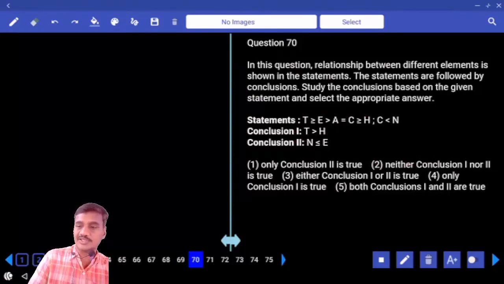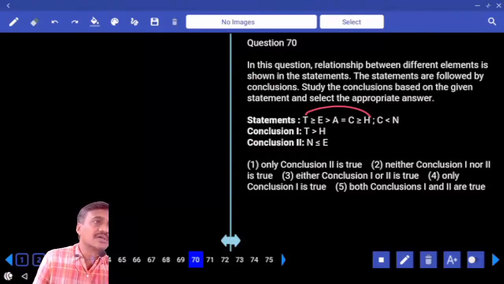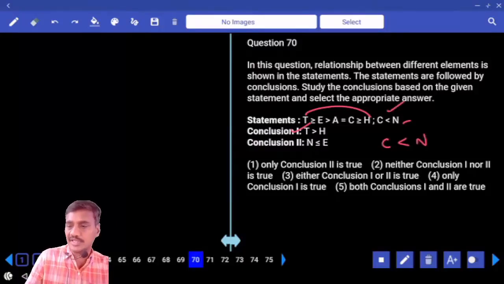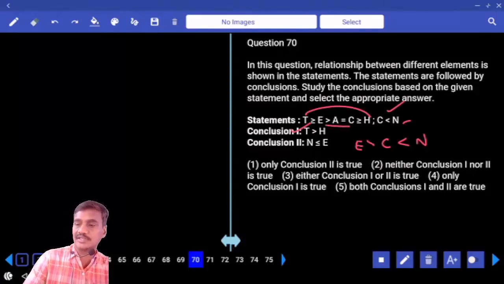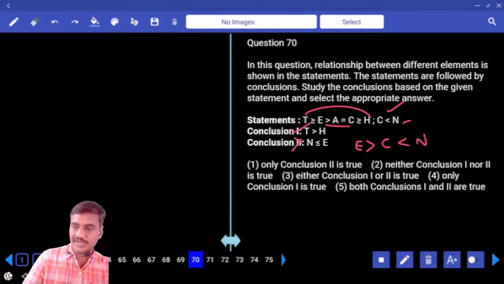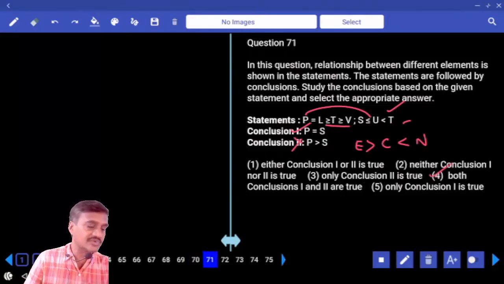And 70, the relation between T and H. Which symbol is common? Greater. And T greater than H, definitely true. Now N and E. Which element is common? C is common. And C lesser than N. Now the relation between N and E. E greater than C, C lesser than N. Two opposite symbols, no relation can be drawn. Only one, and it is given in choice 4, question number 70.